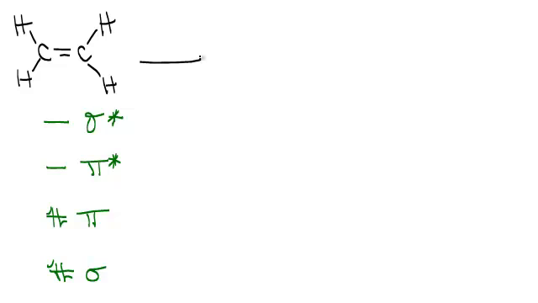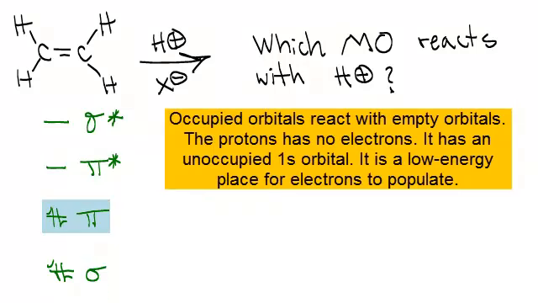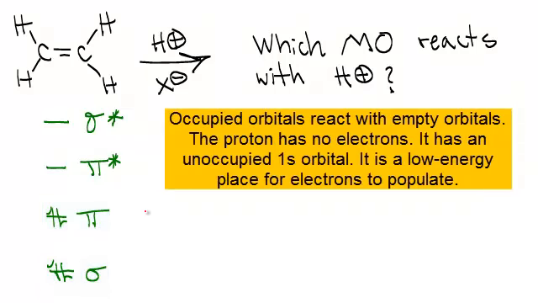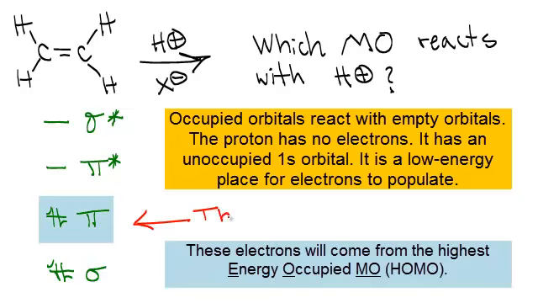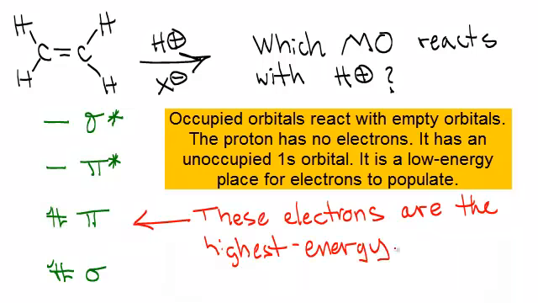As a further demonstration to how you can use Lewis structures and molecular orbitals together, the question might be asked, which molecular orbital does the proton react with? Let's pretend X minus is very stable and does not react. Since the proton is an acid, it is seeking electrons. It will seek the highest energy electrons and leave the lowest, most stable electrons alone.